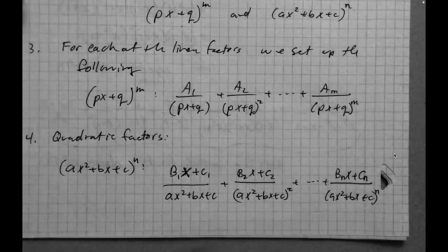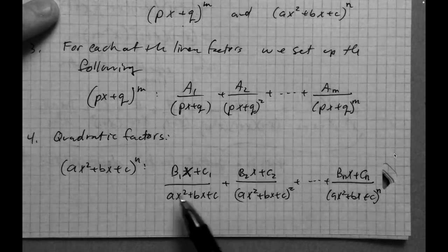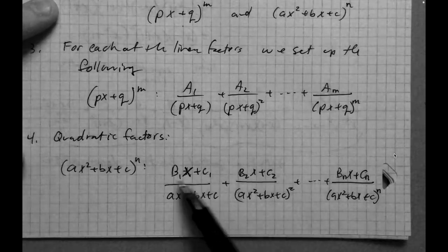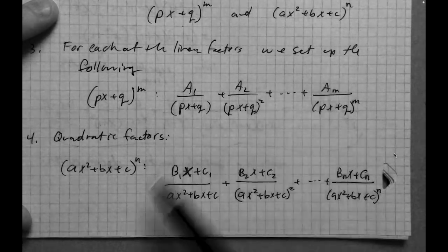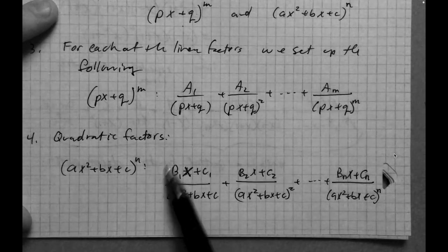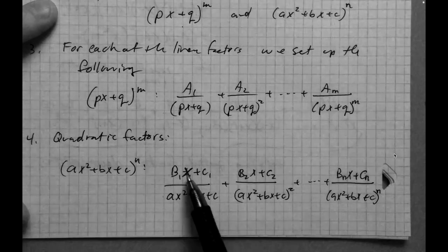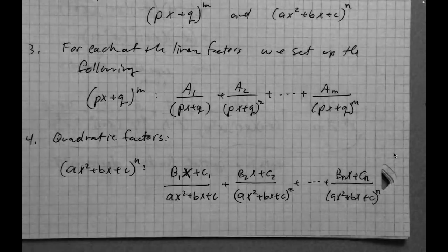So the same idea as with the linear factors, except here it's quadratic, and so the numerator is not just a constant like you have with the linear factors. It's actually going to have this form: bx plus c. So some constant b times x plus some constant c. Okay, so that's the setup.